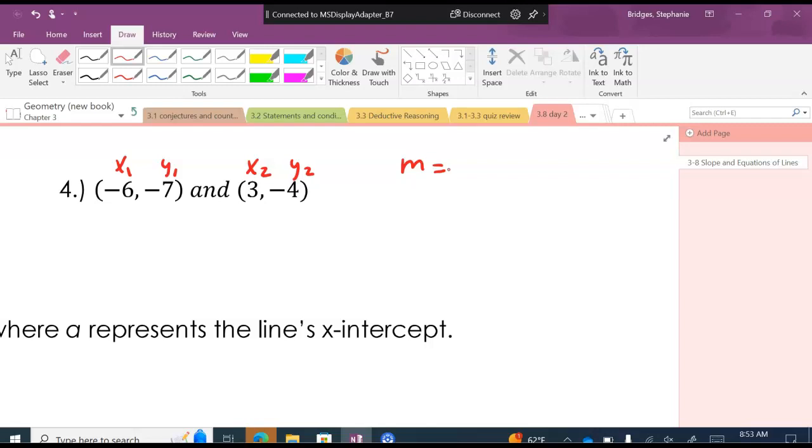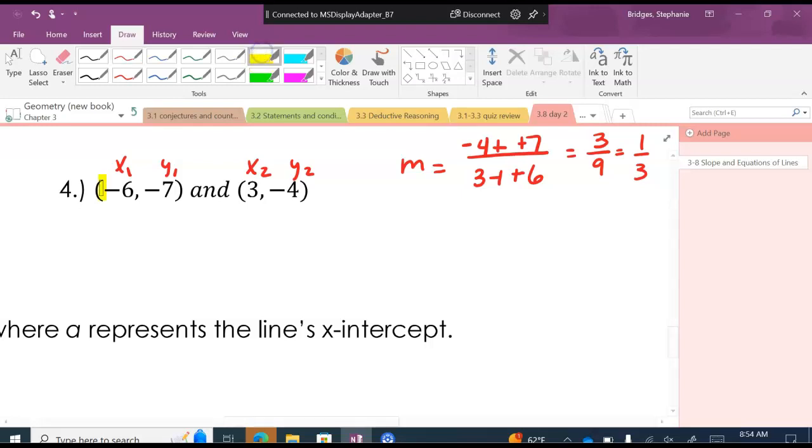All right, I'm going to use my slope formula. I'm going to plug it in. Y2 I have labeled as -4, minus my y1 is -7. X2 is 3, minus my x1 is -6. And remember, anytime you minus a negative, it turns plus. What's -4 plus 7? 3. And 3 plus 6 is 9. And 3/9 reduces to be 1/3. Smaller numbers on top, which means it should stay a fraction.